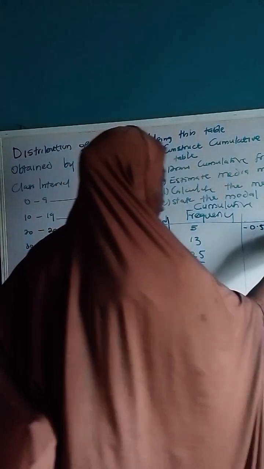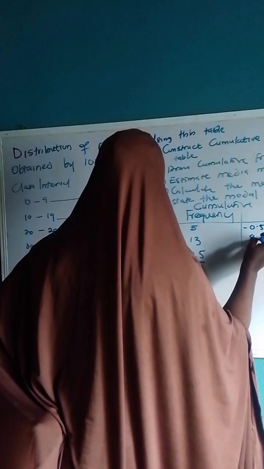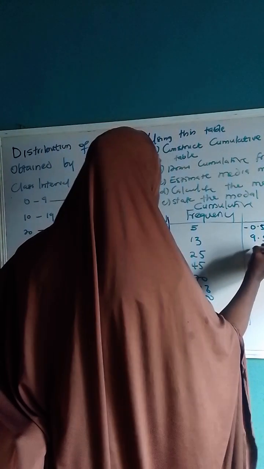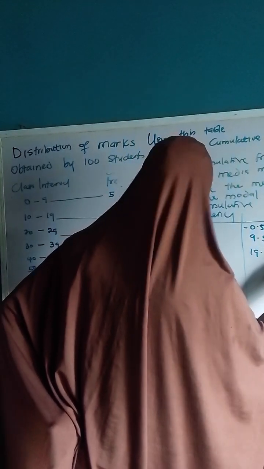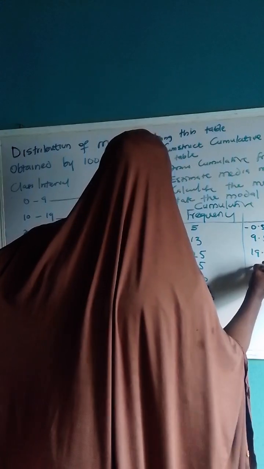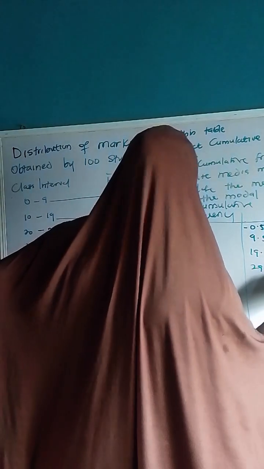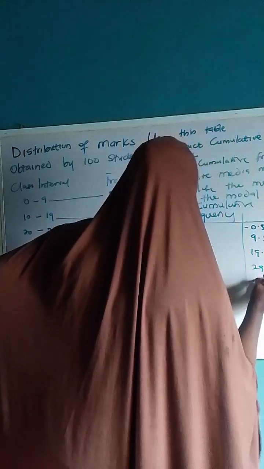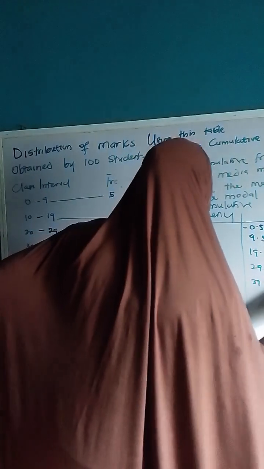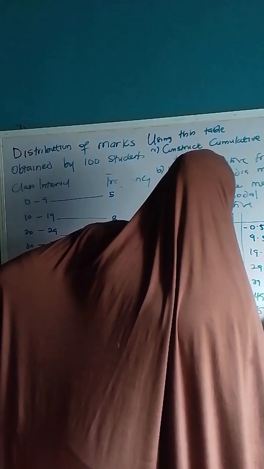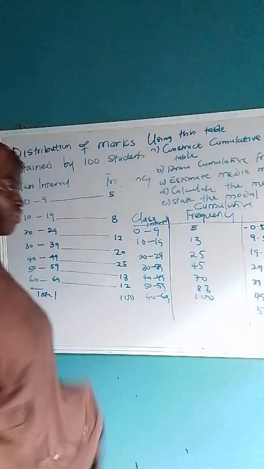So add 0.5 to this one, so it's going to be 9.5. Add 0.5, so it's going to be 19.5. Which means that if you continue like that, this one is going to be 19.5 to 29.5. So this one is our lower boundary, while this one is our upper boundary. So we are going to have 29.5 to 39.5, 39.5 to 49.5, 49.5 to 59.5, 59.5 to 69.5.